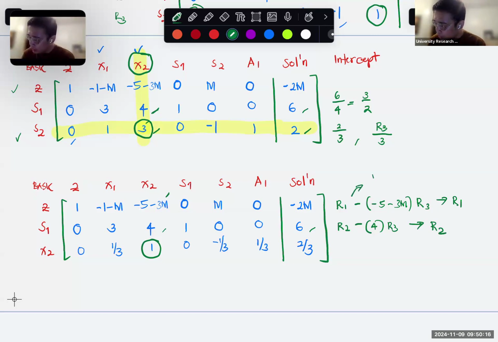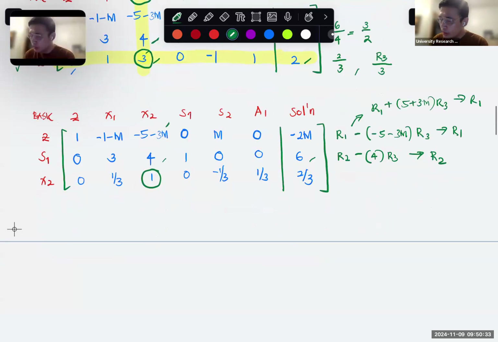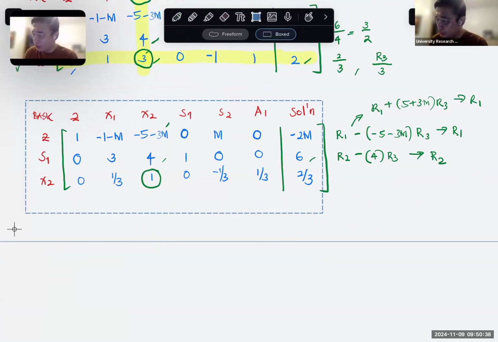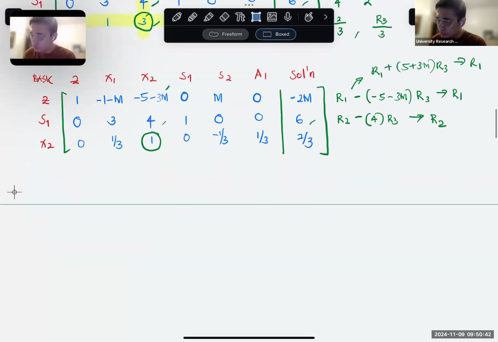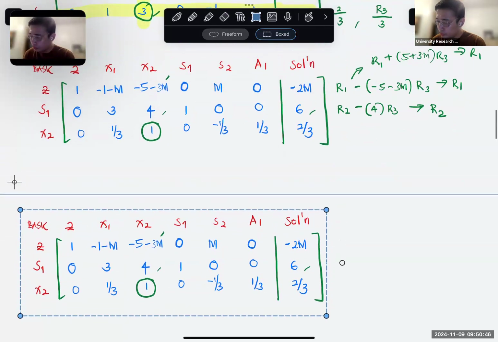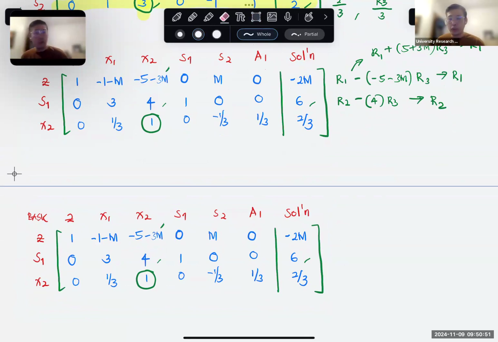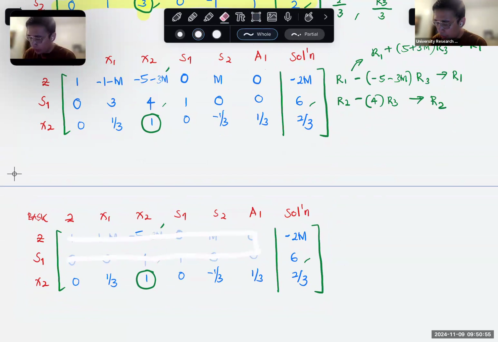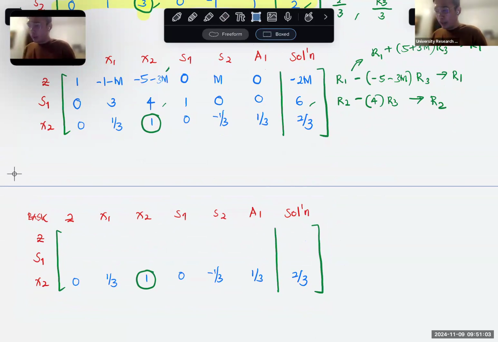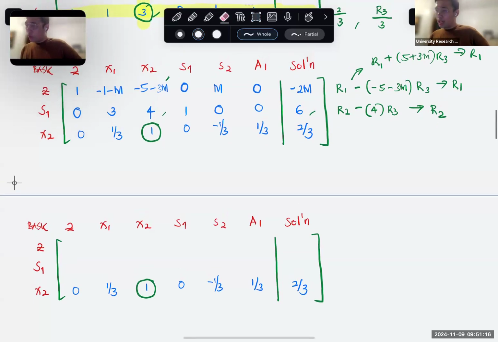Now, this one is the same as R1 plus 5 plus 3m times R3. And that would become our new R1. What we will do is we copy again. But this time, since we are changing row 1 and row 2, we will be deleting row 1 and row 2. So following our formula, what is our formula? So for our row 1.